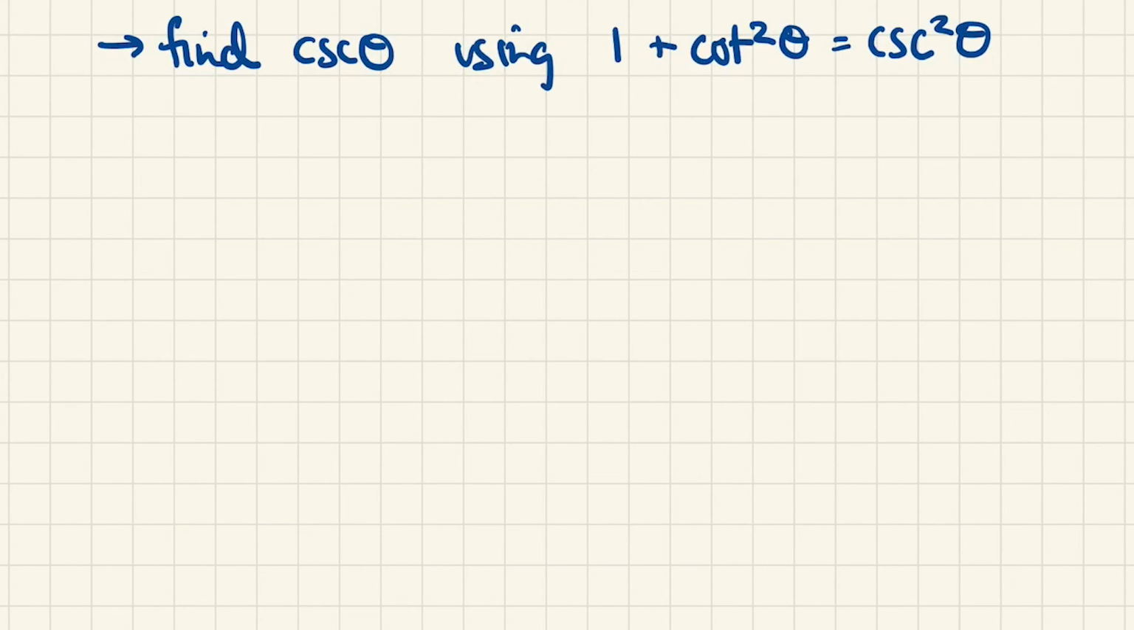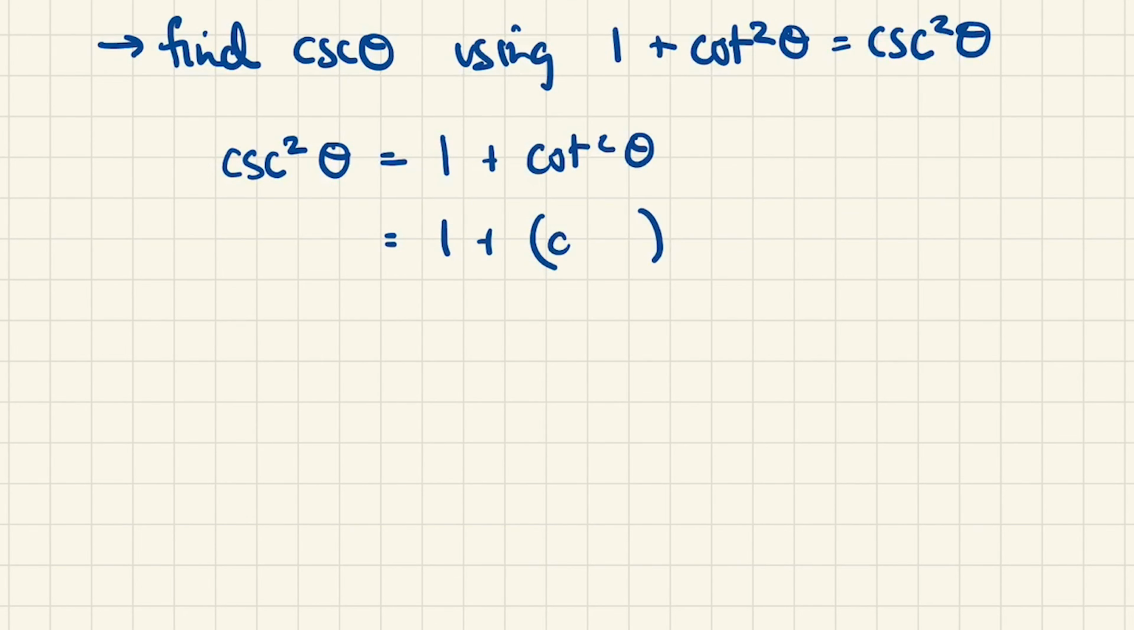All right, so cosecant squared of theta is equal to 1 plus cotangent squared of theta. So that's the square of cotangent of theta. Well, cotangent of theta was given as negative 5 over 7. So when we square negative 5 over 7, we get positive 25 over 49.